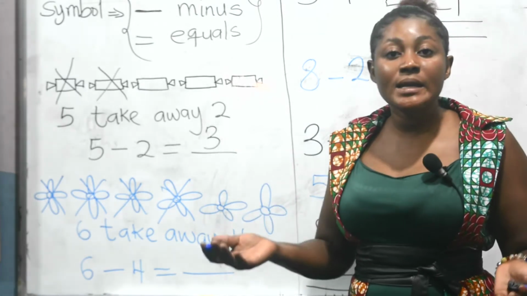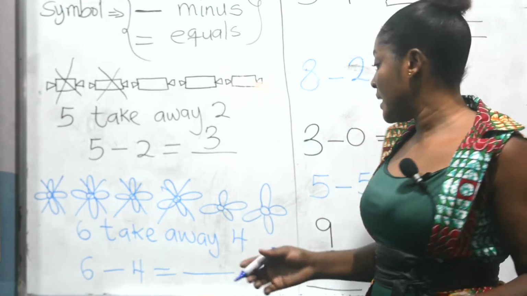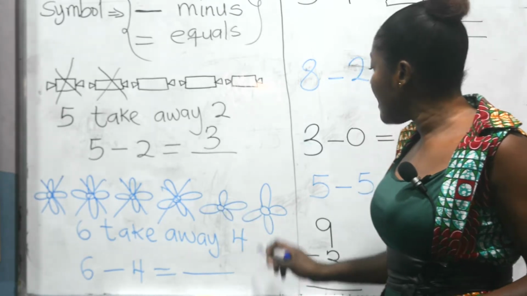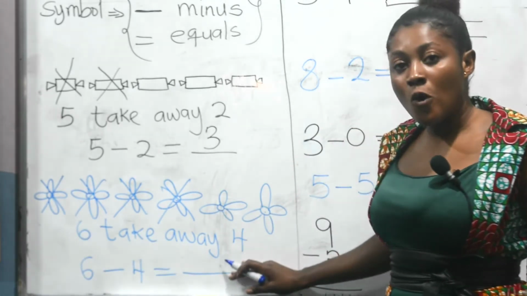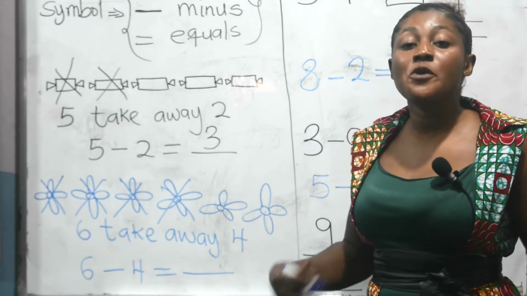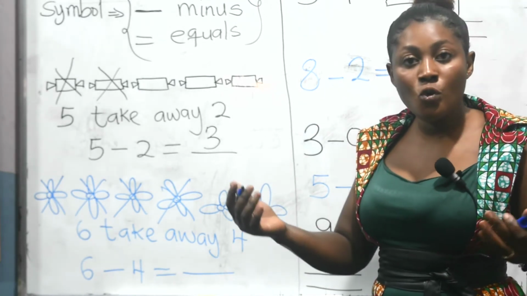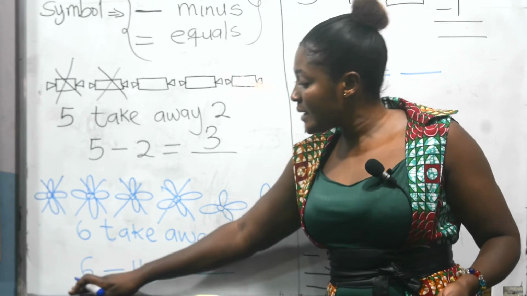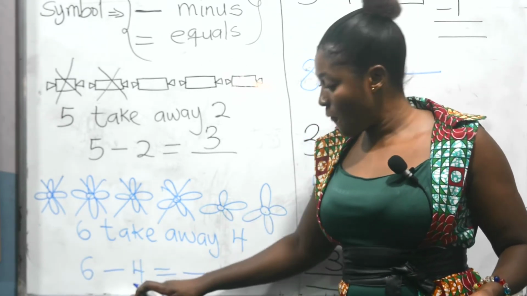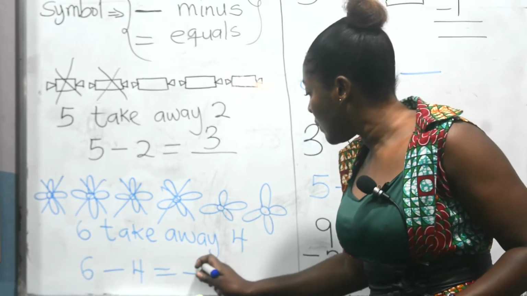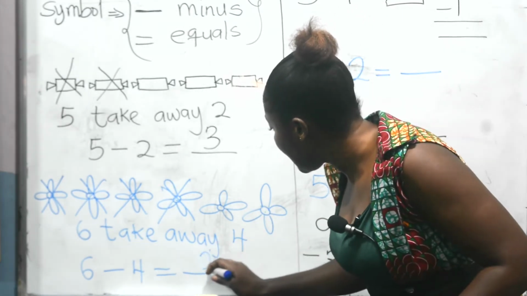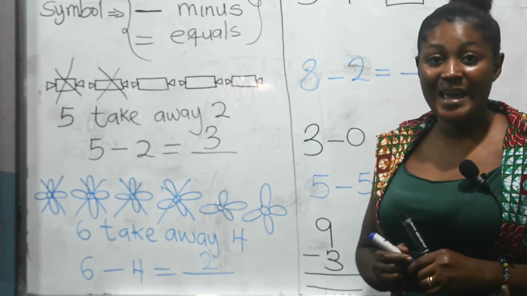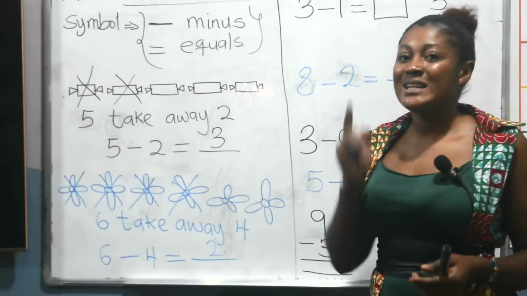So how many will be left? So now let's count it. 1 and 2. So 6, take away 4. The answer will be what? Or the remaining will be 2. So it's the same as 6 minus 4. And the answer is what? 2. Then you write your 2 nicely there. Okay, are you enjoying it? Now let's go to the next example.